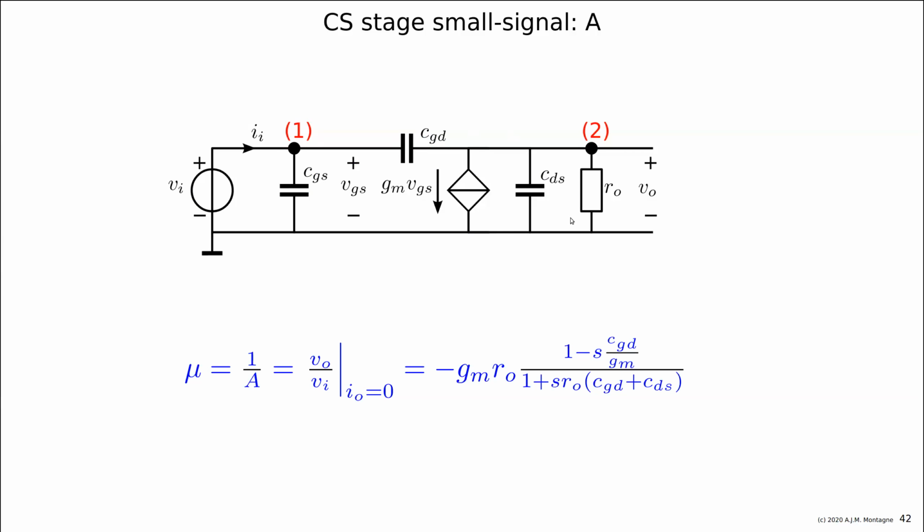The pole is written here. It's this capacitor CGD in parallel with CGS, over RO. You can see this is just a short to ground, and then you have two capacitors in parallel with RO, and that is this s RO (CGD plus CDS). And here you see the right half plane zero that we talked about.